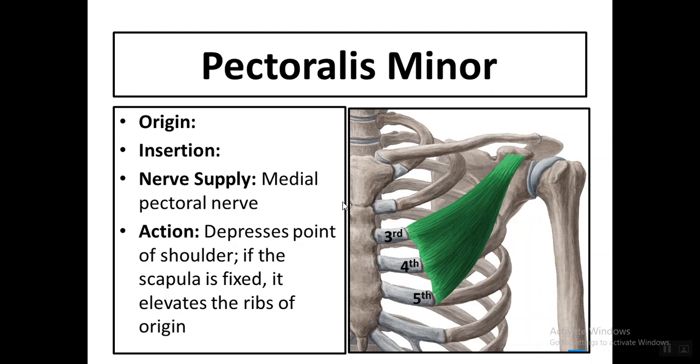Its action, this is the origin, which is the fixed part, and this is the insertion into the coracoid process, and when the muscle contracts, it will depress the point of shoulder. And if the scapula is fixed, راح يحدث العكس, it will elevate the ribs.